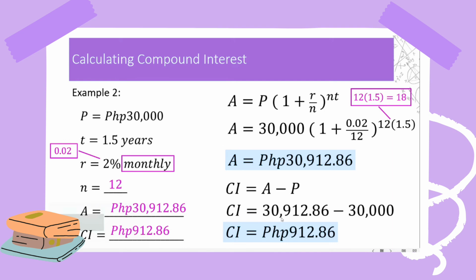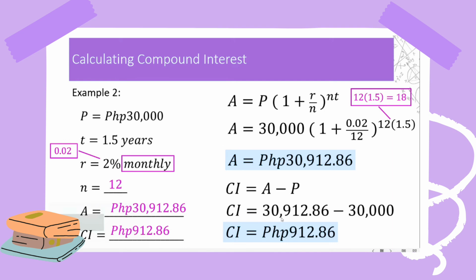Let's list down the values clearly. P is equals to 30,000. R is equal to 2% or 0.02. And T is equals to 1.5 years. And our N is equals to 12.